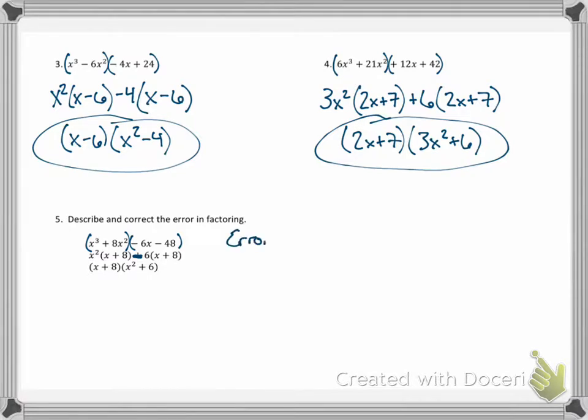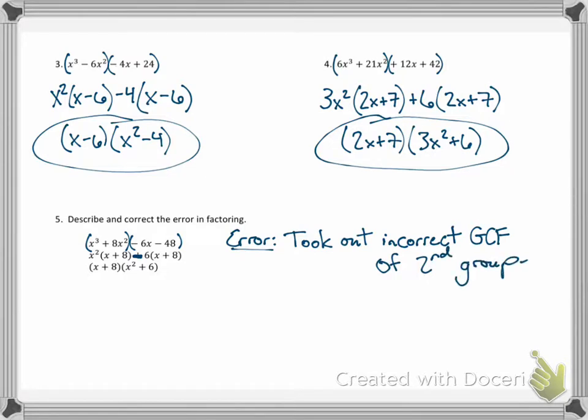So the error is we took out the wrong GCF of the second group. So let's go ahead and fix it. So it'd be x squared with the x plus 8 minus 6 times x plus 8.